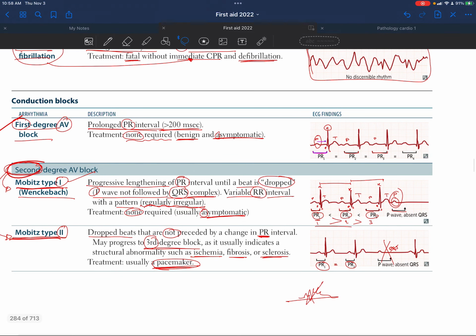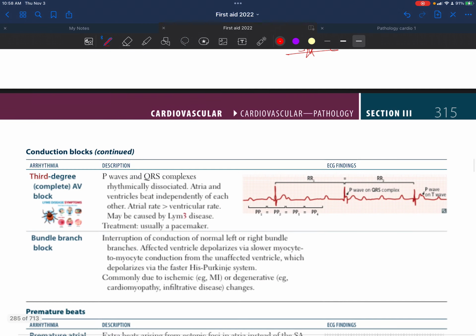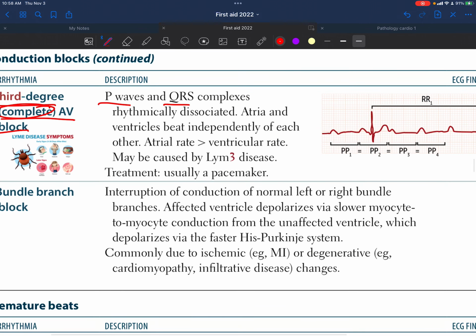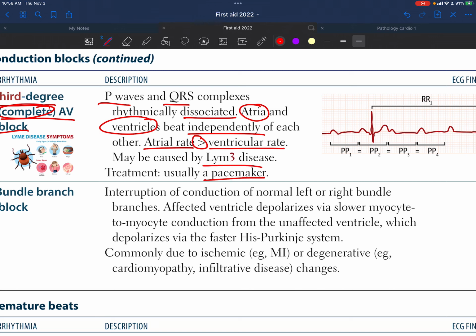Continuing the conduction blocks, we talked about the first degree conduction block, and then the second degree that has type 1 and type 2, and then for the third degree, that is complete AV block. So there is a complete occlusion of the signal between the atria and the ventricles. So the P waves and the QRS complexes are rhythmically dissociated. The atria and ventricles beat independently of each other, and the atrial rate, of course, is more than the ventricular rate. This could be caused by Lyme disease, and the treatment should be a pacemaker because it's a complete dissociation.